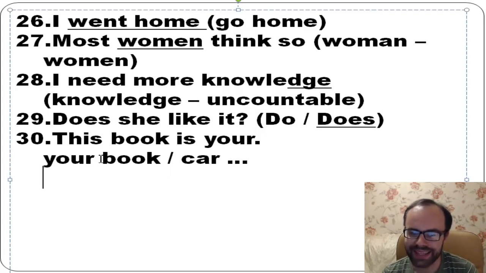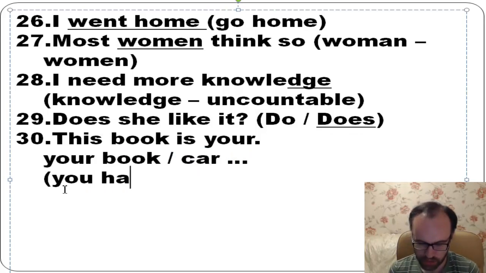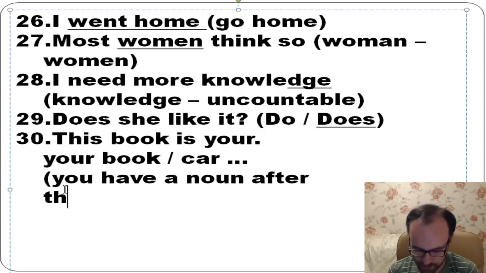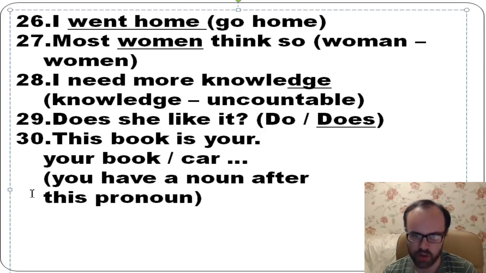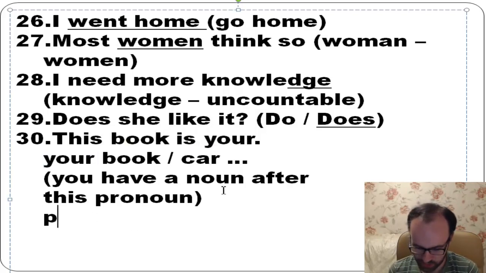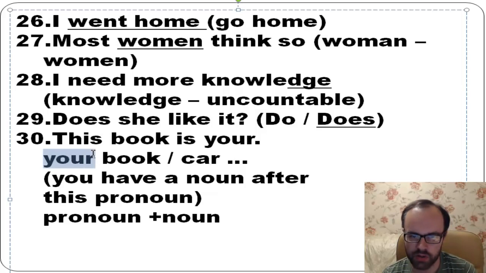You have a noun. You have something after it. So you have a noun after this pronoun. We call it a pronoun. So in this situation, pronoun plus noun. You see, your is a pronoun, and then you have a noun. Your book, your car.